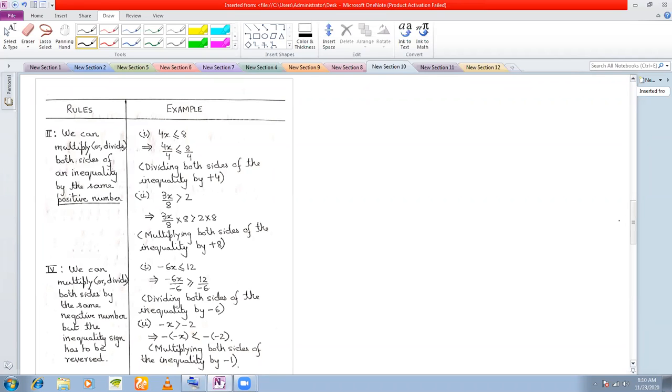Okay, so suppose I write 4x is less than or equal to 8 as here. That means x is less than or equal to 8 by 4. Why is it equal to 8 by 4? Because I am dividing both sides actually by 4. So 4x less than or equal to 8, I'm dividing this side by 4 and I'm dividing this side by 4. Why am I dividing by 4? In order to make the coefficient of x 1.